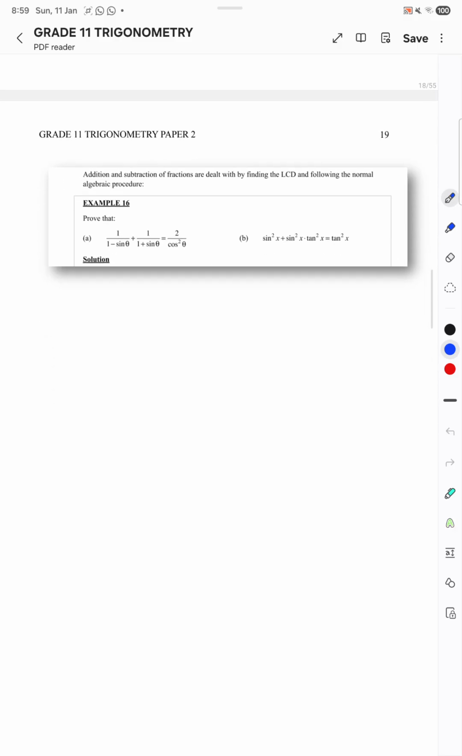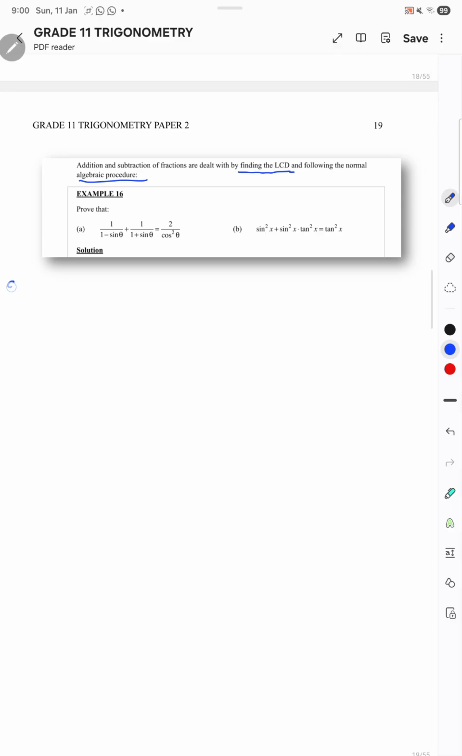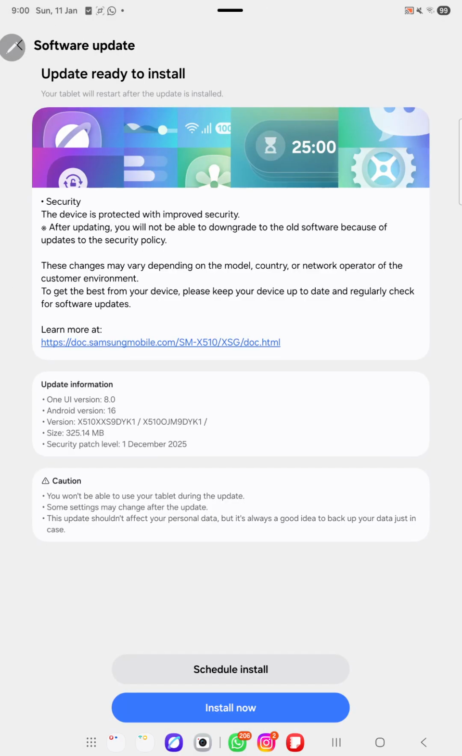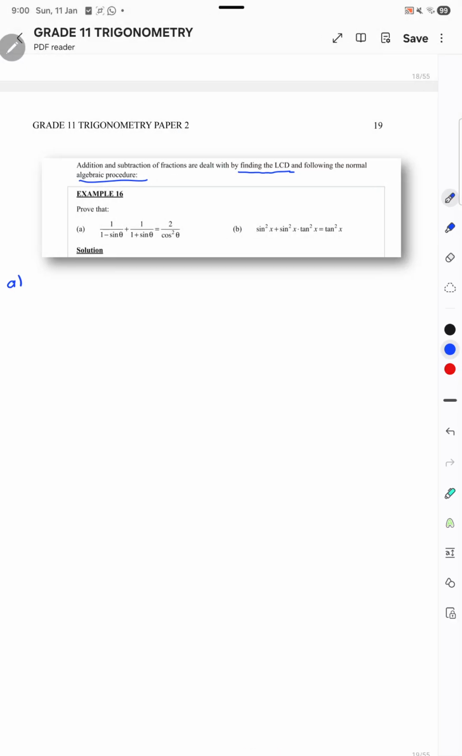All right. Now, we need to prove that the left equals the right, like we did with the first one. Addition and subtraction of fractions are dealt with by finding the LCD and then following the algebraic procedure. Because we're dealing with fractions that have addition and subtraction, we are going to do more of the LCD. So let's try to prove the first one. Remember I said you choose the side that has more information.